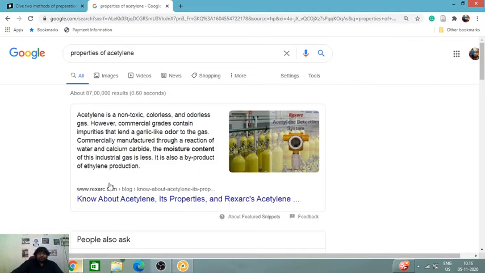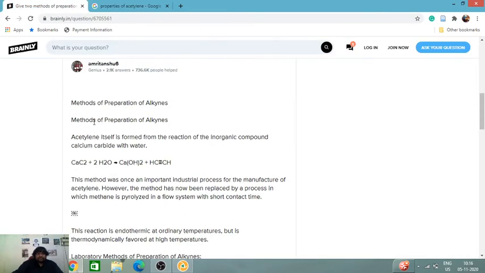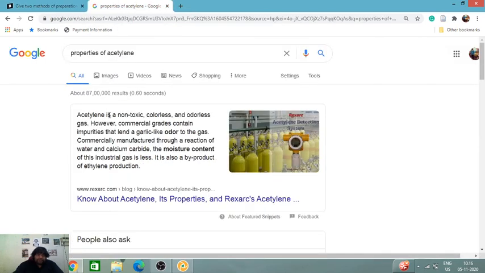Okay. Now let us see acetylene. Acetylene itself is formed by the reaction of the inorganic compound calcium carbide, CaC2, with water. CaC2 plus 2 molecules of water gives calcium hydroxide and acetylene. This method was once an important industrial process for the manufacture of acetylene. However, the method has now been replaced by a process in which methane is pyrolyzed in a flow system with short contact time. So this is one of the methods of preparation of acetylene.